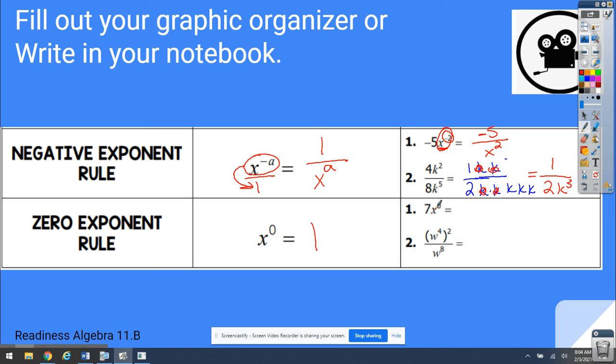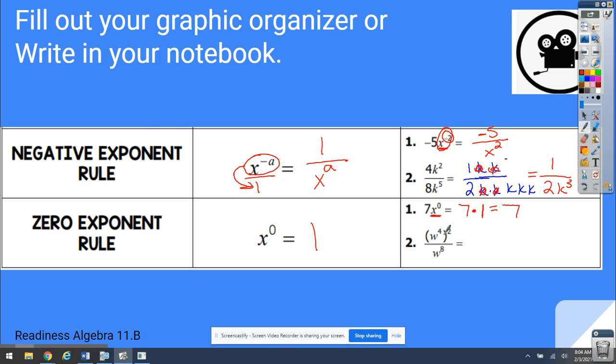So in other words, take a look at this one. I have 7x to the 0 power. So the 0 is only connected to this x, not the 7. So this term here is just going to turn to 1. So now I have a 7 times 1, and then I simplify, and I would just get 7 here. Okay, so that's kind of seeing that little rule in action.